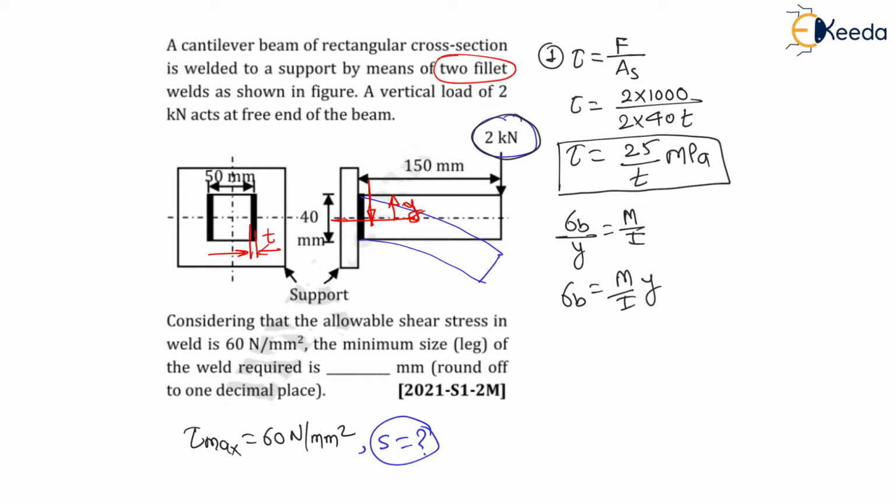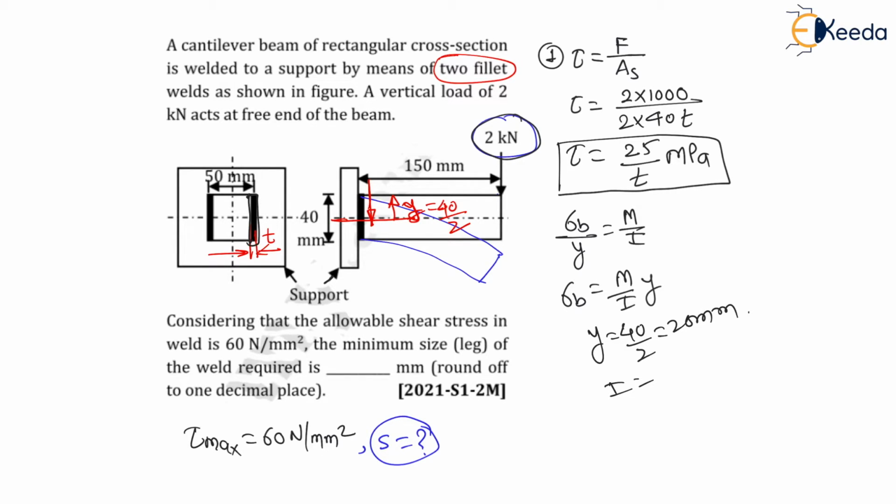Therefore y will be 40 divided by 2. Right. Therefore y will be, here we will find y first. y will be 40 divided by 2, which is nothing but 20 mm. Right. And my dear students, now here this is a weld.